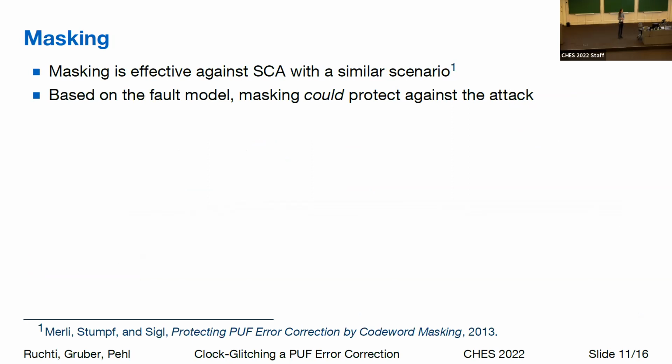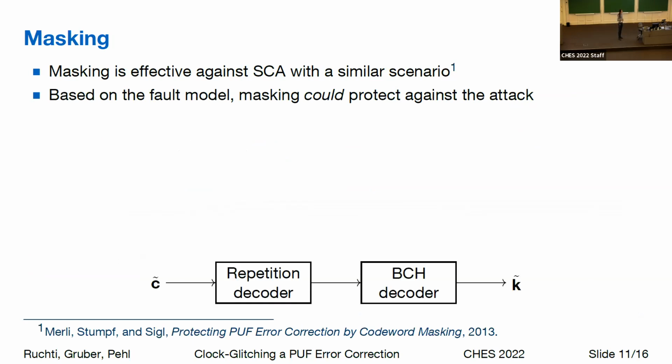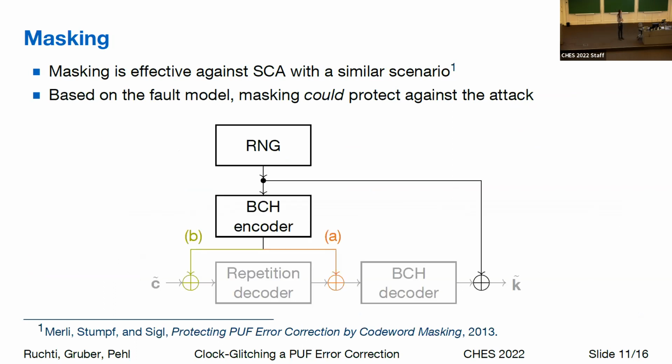Masking has been proposed by Merle et al. in their side channel paper as a countermeasure, where we randomize the input of the decoder via an additional mask. So from our original data path, we insert a randomly generated BCH code word and subtract it after the decoding. It might actually also help against our attack because we are extracting that input of the BCH decoder, and if we only get one share of that, then it's not going to help us much.